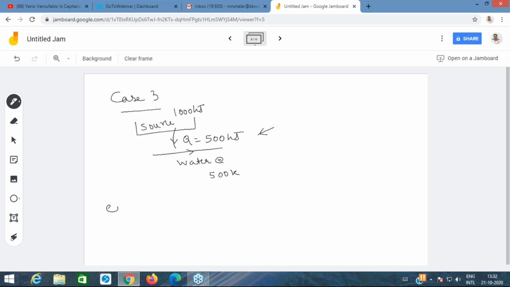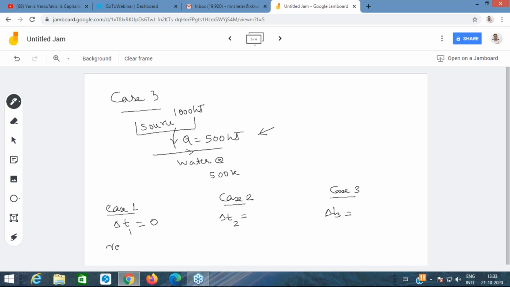Case 1, what was the delta T? Delta T between the source and the working fluid. Case 2, what was the delta T? Delta T2, case 2. And what is the delta T in case 3? So in the case 1, the delta T was 0. That is between the working fluid and the source. The water which is boiling and the source, that temperature difference is 0 in case 1.